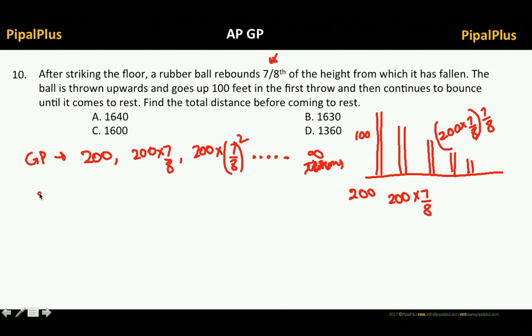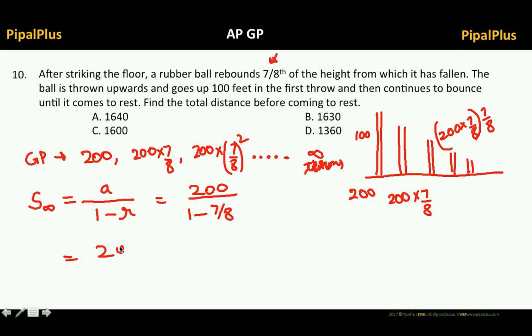So we know that sum of an infinite series where common ratio is less than 1 is given to us as A upon 1 minus R. So in this case, A is simply 200 feet, R is 7 by 8, so we get 200 divided by 1 by 8, which is equal to 200 into 8, which is equal to 1600 feet, right? So this is going to be our answer.